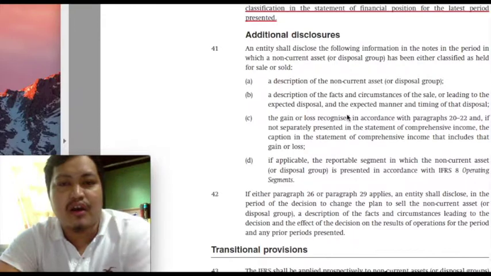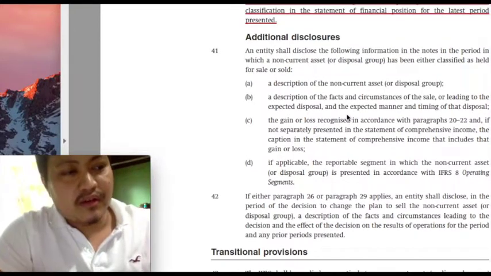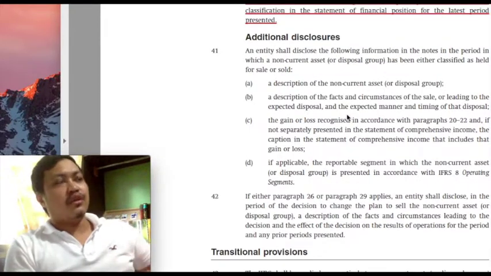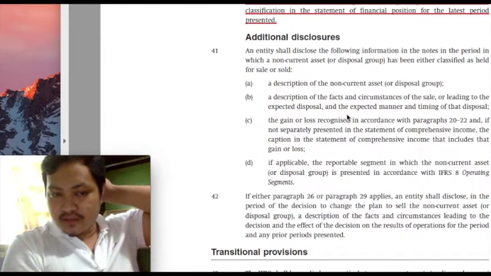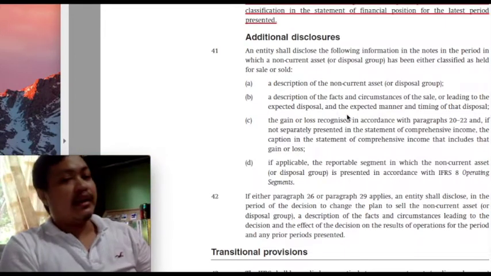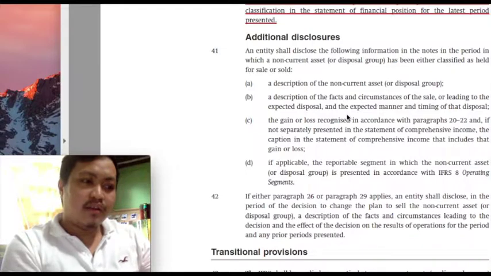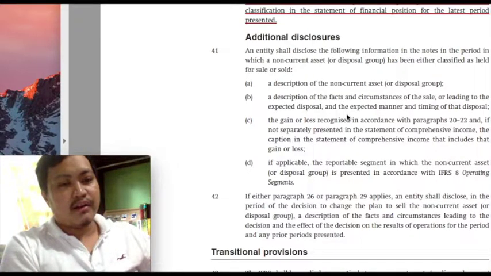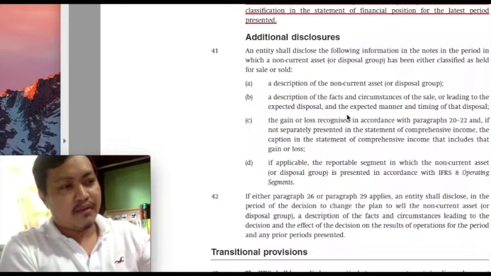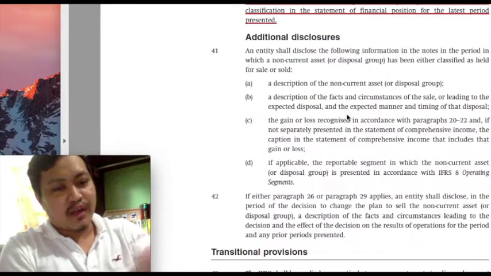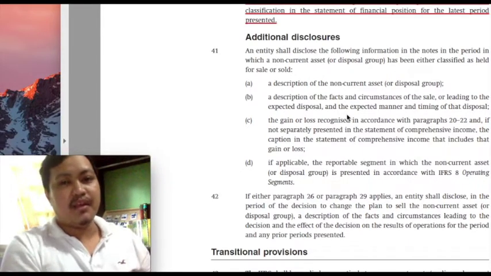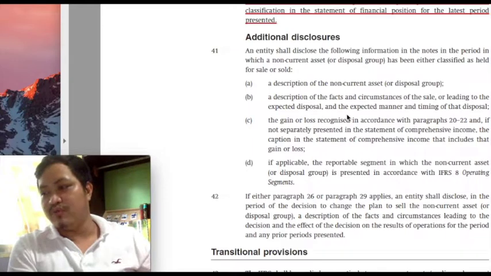So basically, that would be all for PFRS 5, class. We'll revisit PFRS 5 when we now talk about the rules on impairment and reversals and the rules as to the reclassification. Okay, when it was reclassified from PPE, for example, to held for sale, and from held for sale back to PPE. Those are the 2 points we have to talk about.